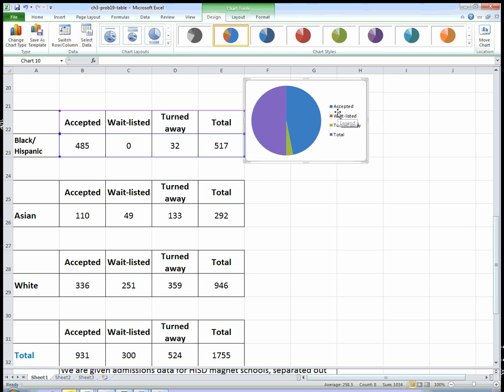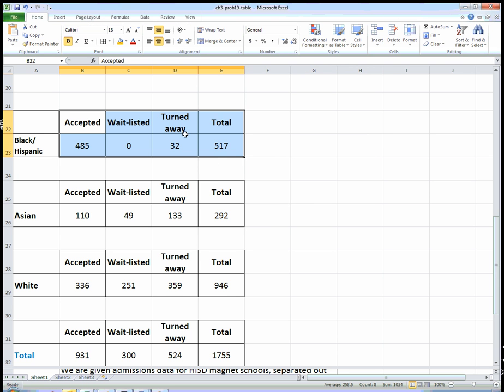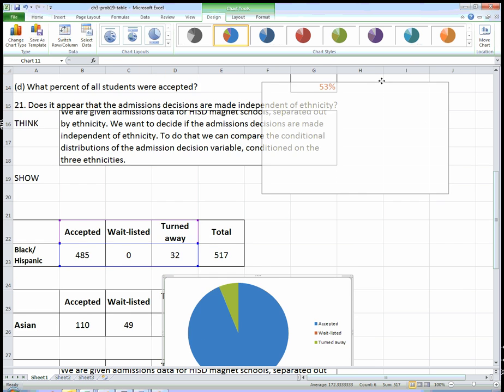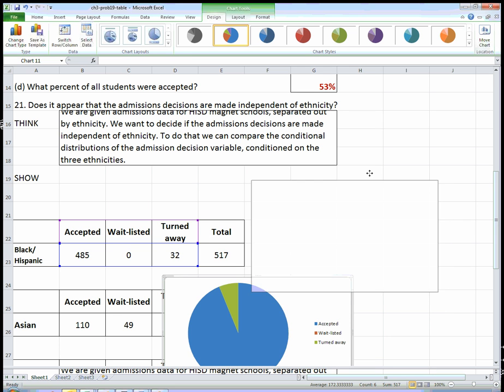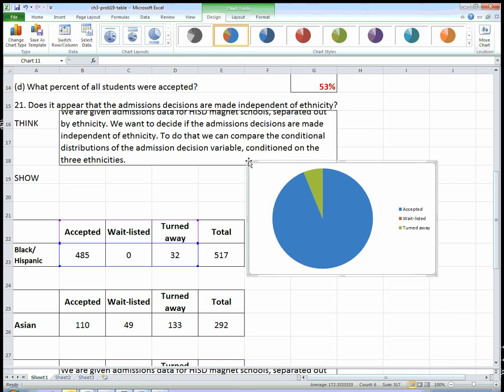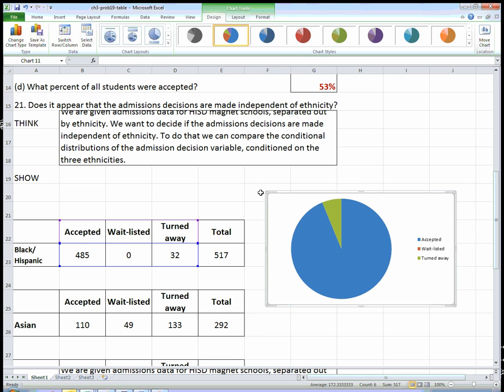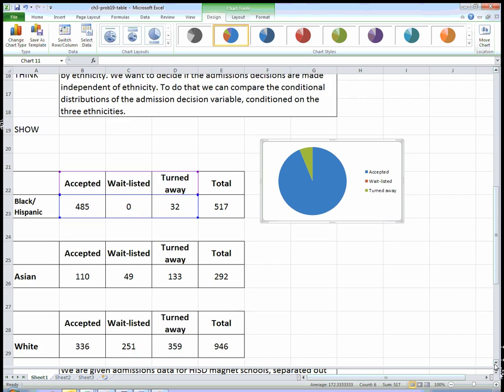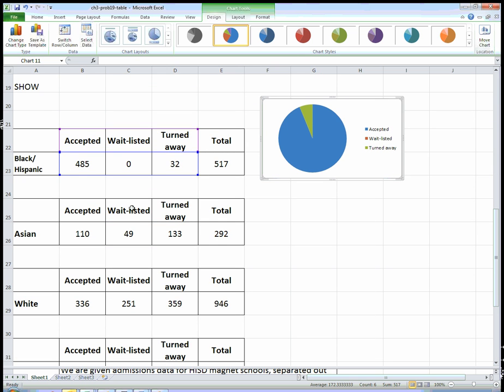Oh, I didn't want the total. It's getting confused because I included the total. I just want these three. There we go. So let's insert a pie chart again, just a regular pie chart. Okay, so for Black and Hispanic, let's make it smaller. We've got the majority accepted and a few turned away. Nobody's waitlisted. And that's what we were seeing from the percentages before.